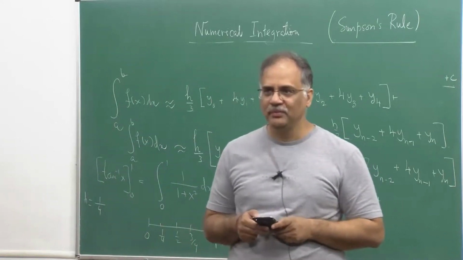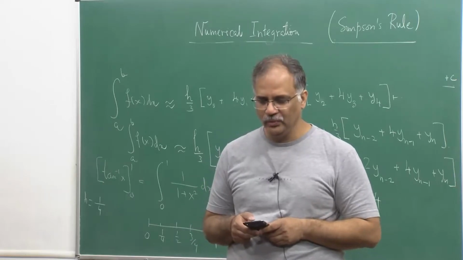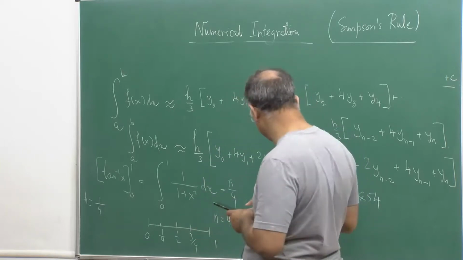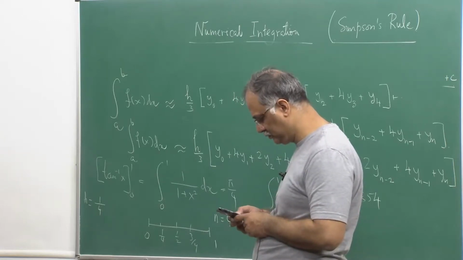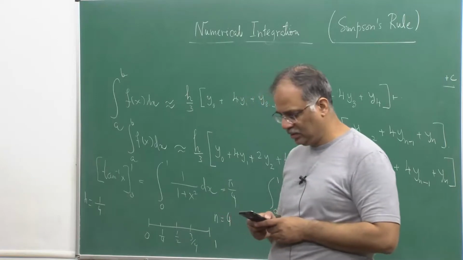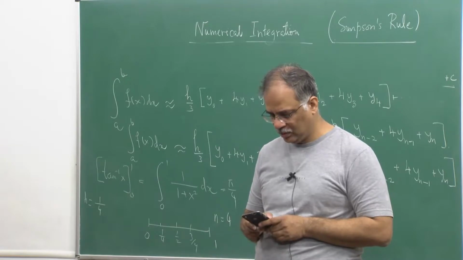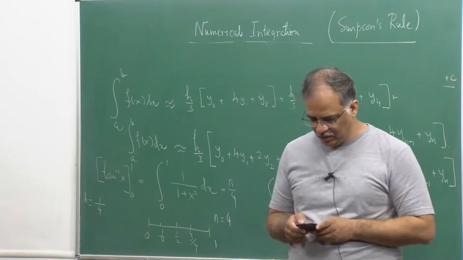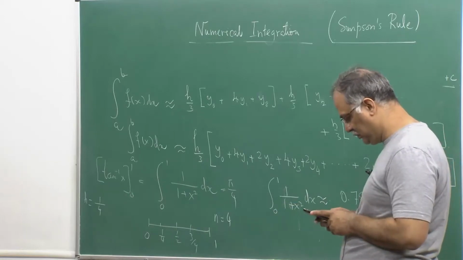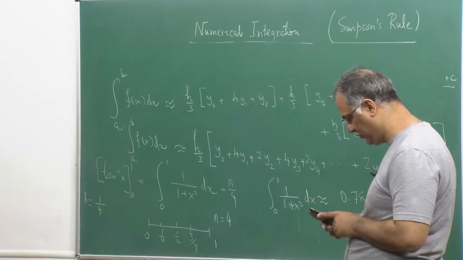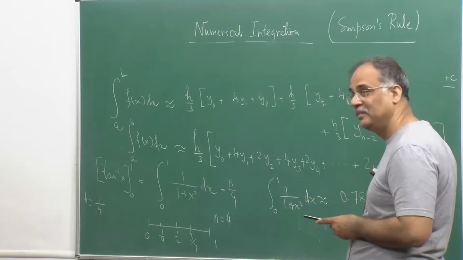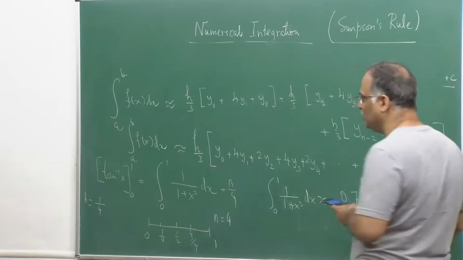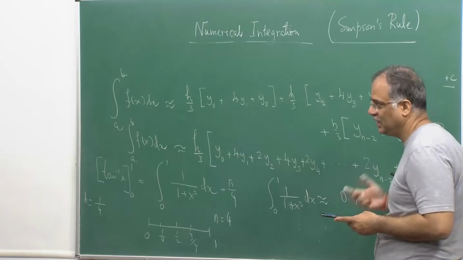Let me use my calculator and see what pi by 4 is. Pi is 3.1415. Let me just take pi to be 3.14. Here is the calculator. 3.14 divided by 4 comes out to be 0.785. So, it is an amazing match, you see. Simpson's rule is doing a much better job for you. That is why Simpson's rule is important.